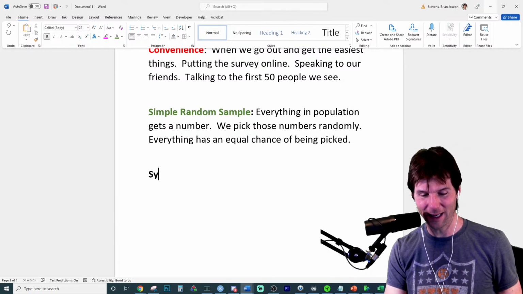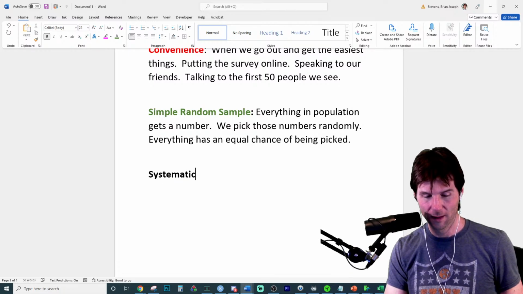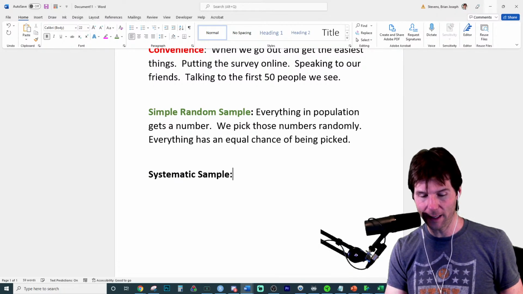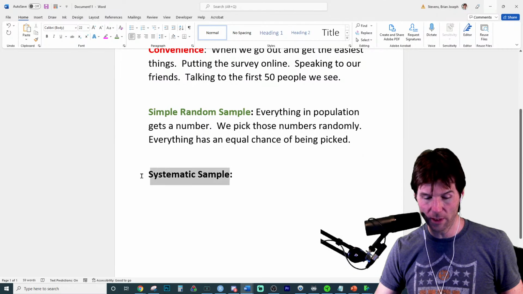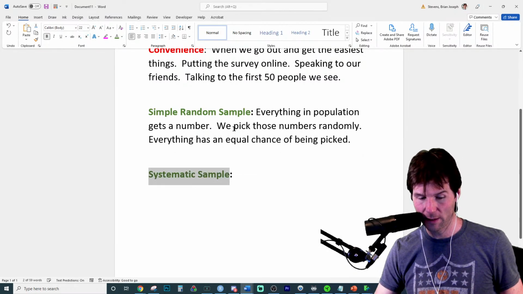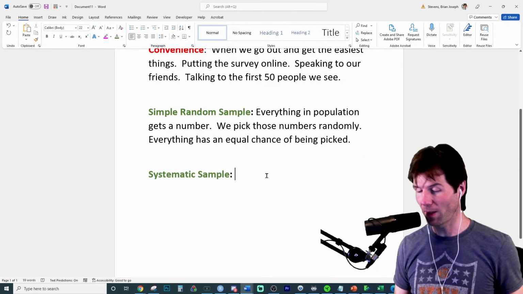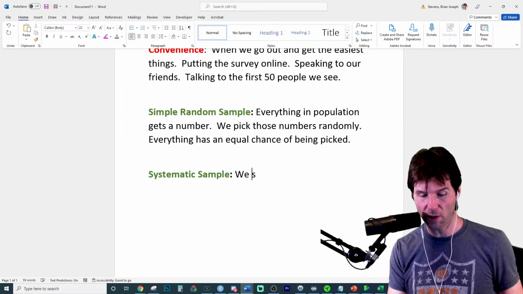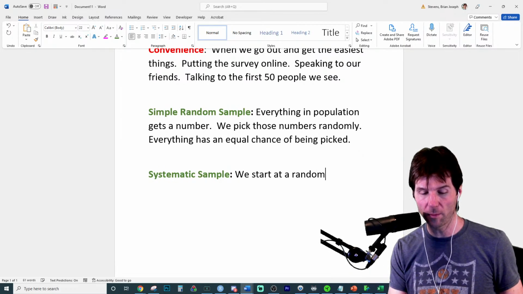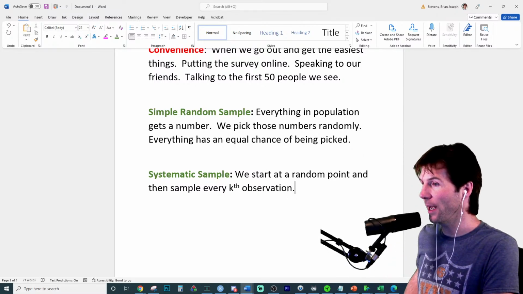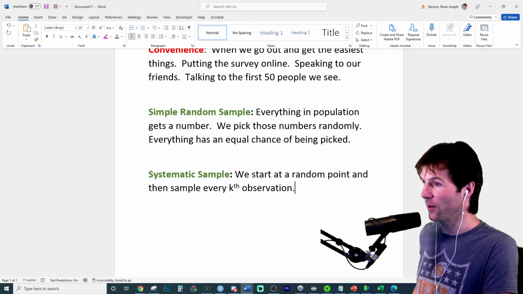Next we have here systematic. Systematic sample is going to be everything gets a what? And we're putting green because this is a good method. So we start at a random point and then sample every kth observation. So we start at a random point and we sample every kth observation.